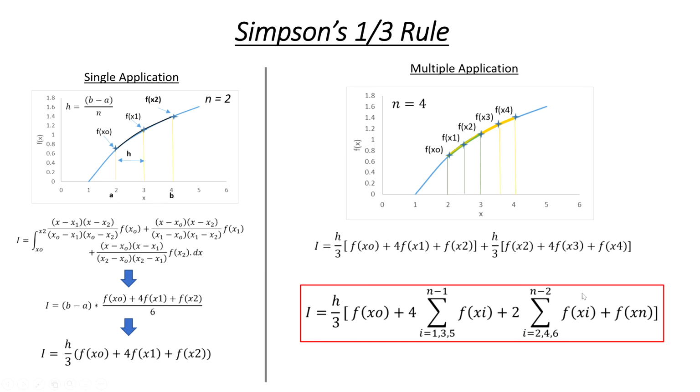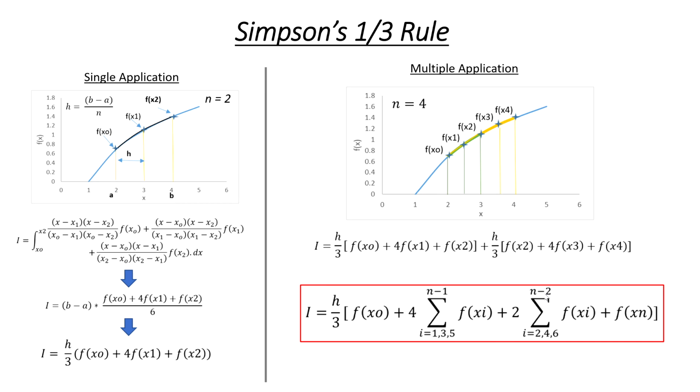But also, for this term, there's also another pattern. Here, f of x2, which means the next one is going to be f of x4, and it's going to be f of x6, and so on, which means this sum term is going to be defined in terms of even numbers: 2, 4, 6, 8, and so on. And where you end will depend on the number of segments you have, and this is going to be defined in terms of n minus 2.